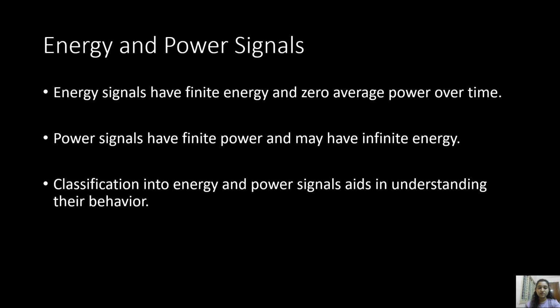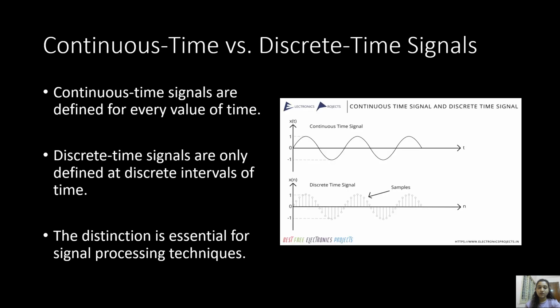Energy and power signals. Energy signals have finite energy and zero average power over time. Power signals have finite power and may not have finite energy. Classification into energy and power signals aids in understanding their behavior. Continuous time versus discrete time signals. Continuous time signals are defined for every value of time. Discrete time signals are only defined at discrete intervals of time. The distinction is essential for signal processing techniques.